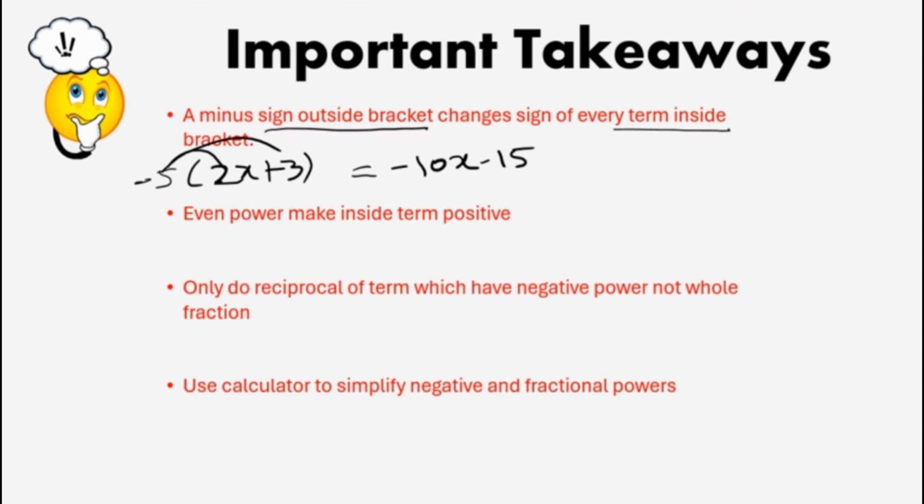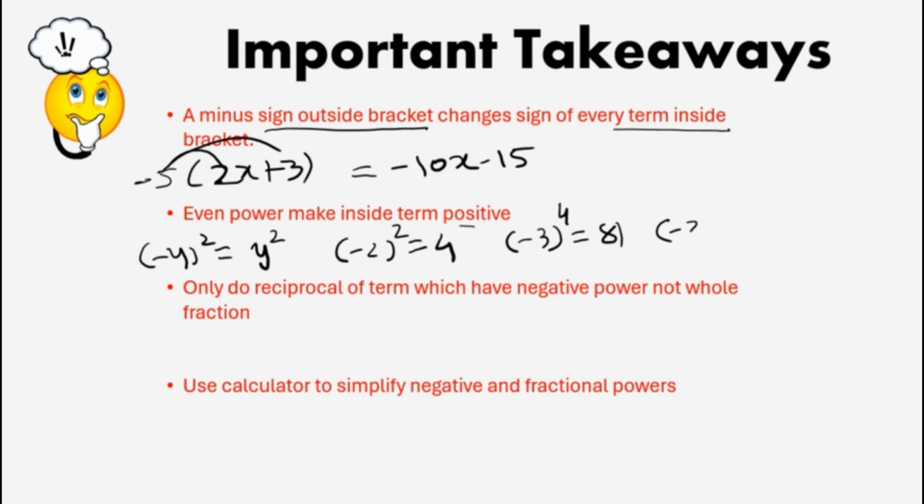An even power makes the inside term positive. Minus y squared will give me positive y squared, minus 2 squared will give me positive 4, minus 3 power 4 which is also an even power will make positive 81. But suppose you have minus 2 power 3 which is an odd power, that will give you negative 8. So it will keep the term negative if an odd power is there.